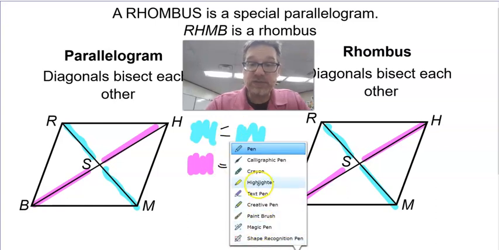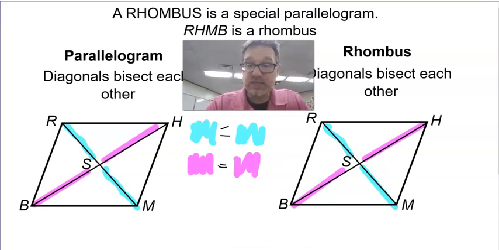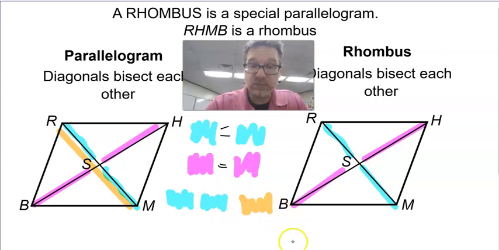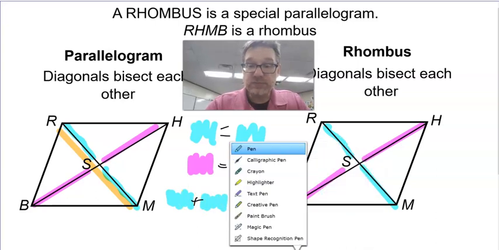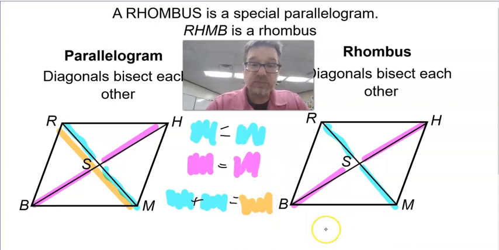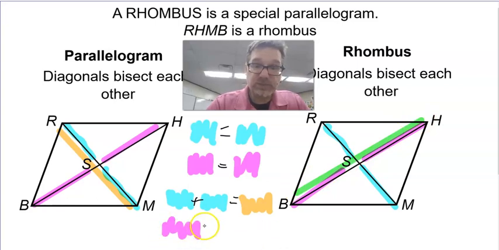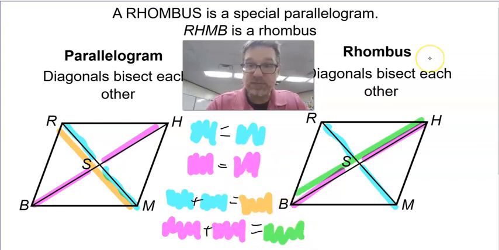What we can also say is if I take two blues and add them together, I am going to get an orange. Two blues equal an orange. Also, if I take two purples and add them together, I am going to get a green. So two purples give me a green, and that's going to be true for both parallelograms and a rhombus.